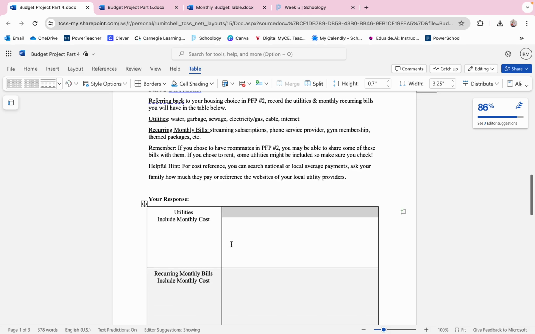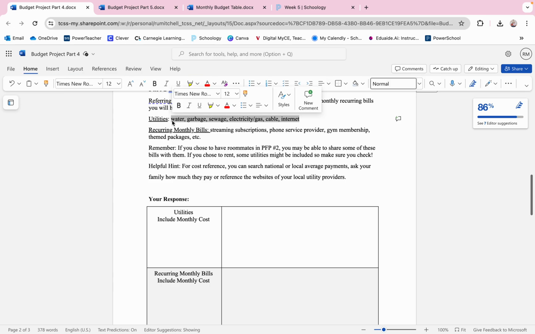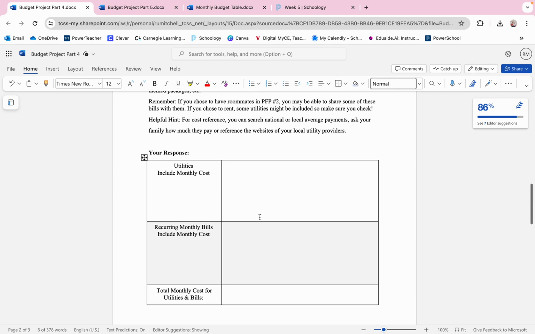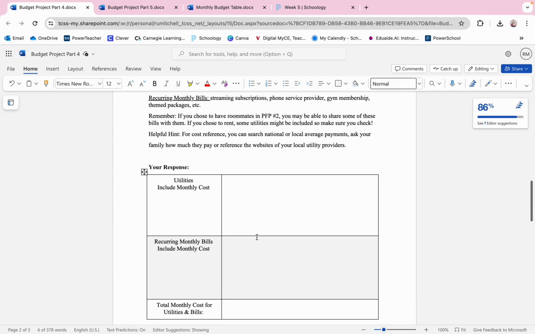Okay, so we have utilities, and you need to have a price for all of these things. Don't just include one, you need to include all 6 of those things. Recurring bills are going to be different per person. So how many streaming services? That would be like Spotify, Netflix, Hulu, Disney Plus, anything like that.